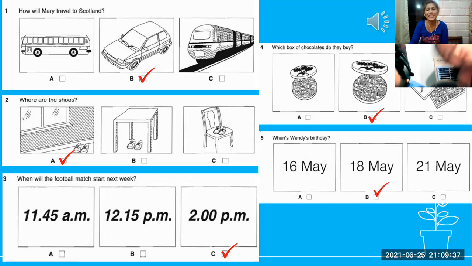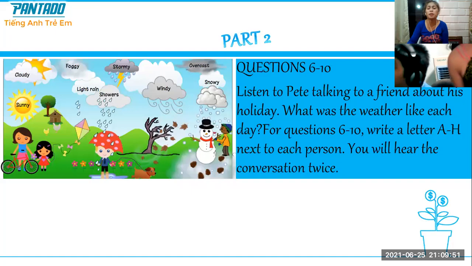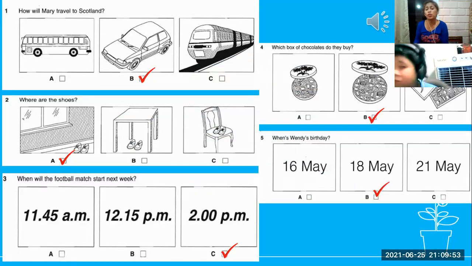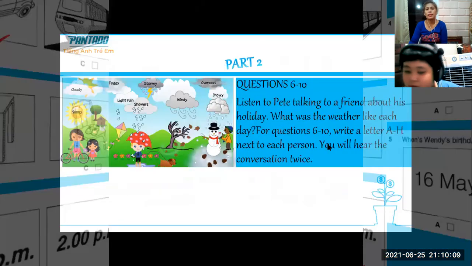Next, 16. When is this birthday? It will be on May 18. Okay, is that your answer, Ben? May 18? Okay, very good. Okay, next one. Let's move.